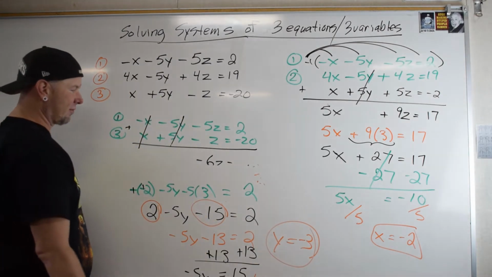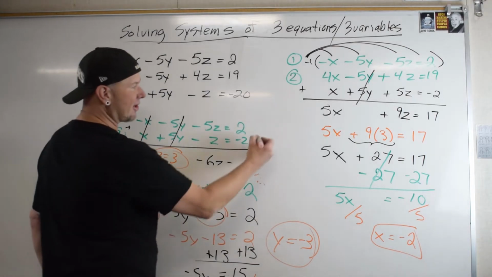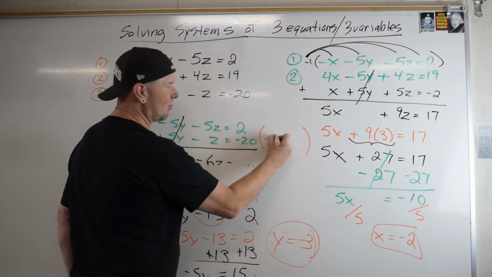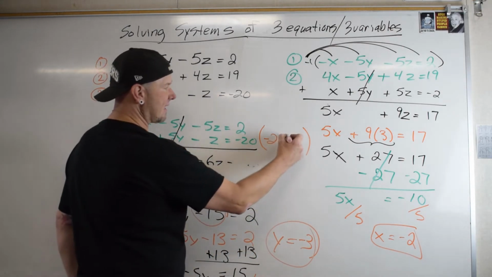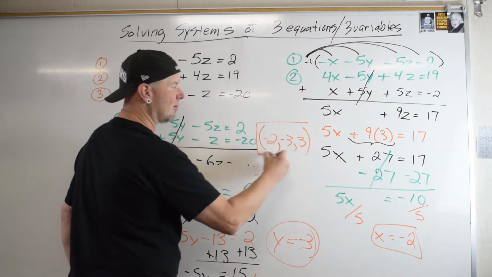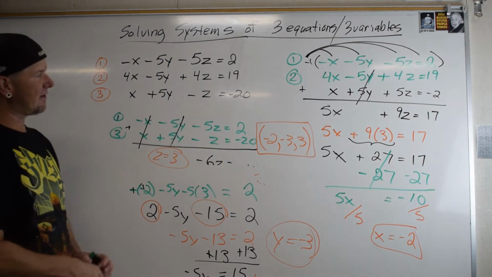So now we have all three answers, right? Here we found z is 3. So our answer, and you'd put it in order, x, y, z. x was negative 2. y we just found out is negative 3. z we found out is positive 3. And that would be your answer. Again, it's nice when you have a little bit more space than what I have here, but that's the main idea.